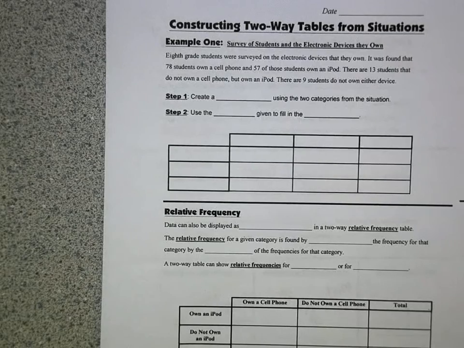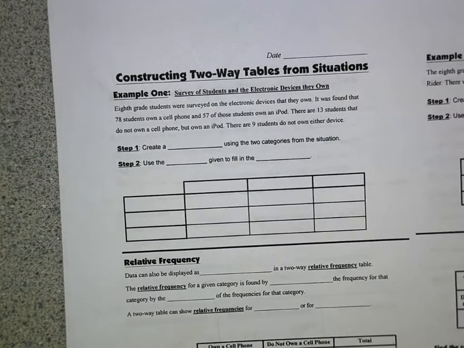For example number 1, it says a survey of students and the electronic devices they own. 8th grade students were surveyed on the electronic devices that they own. It was found that 78 students own a cell phone and 57 of those students own an iPad. There are 13 students that do not own a cell phone but own an iPad. There are 9 students who do not own either device.